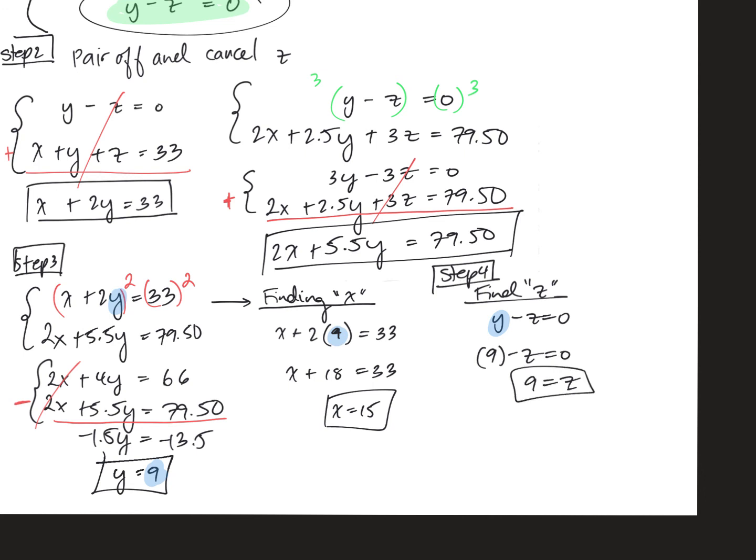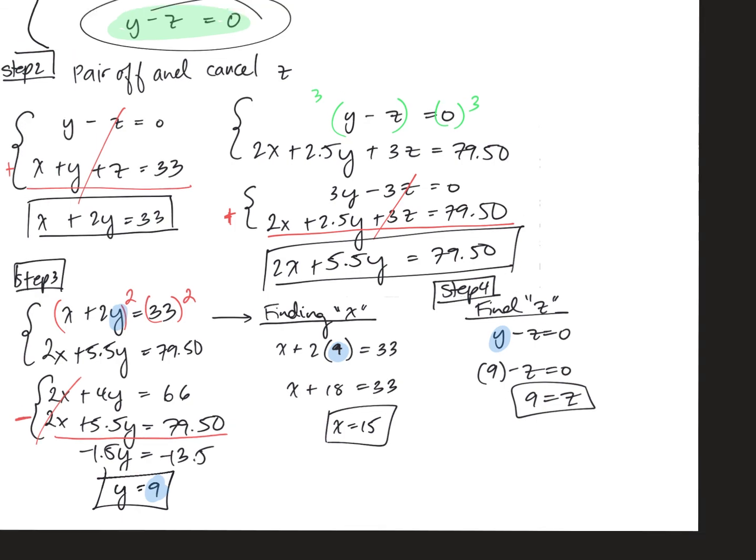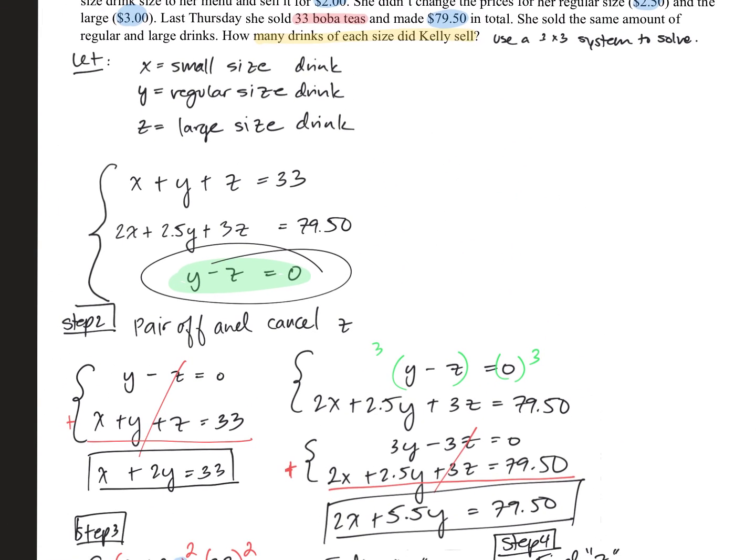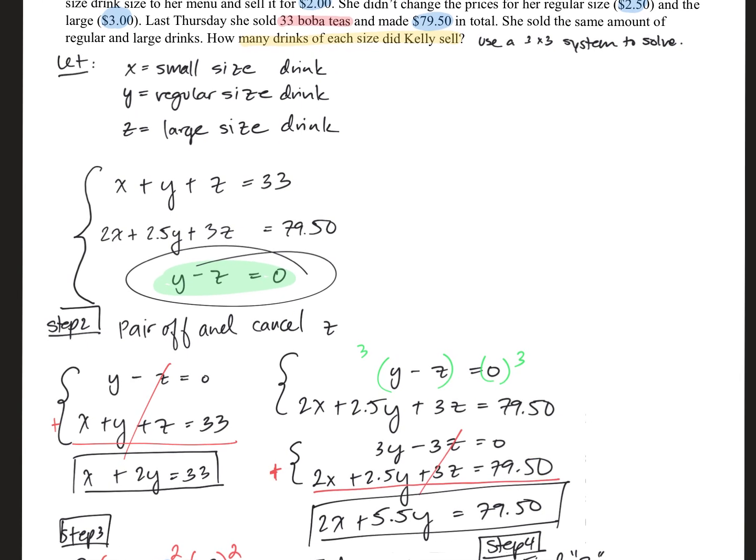Now, how should we answer? Should we answer in the coordinate point system? The answer is no. It's a word problem. The question is, how many drinks of each size did Kelly sell? So I'll go ahead and write my answer up here. Kelly sold. My K looks a little weird. Let me fix that.